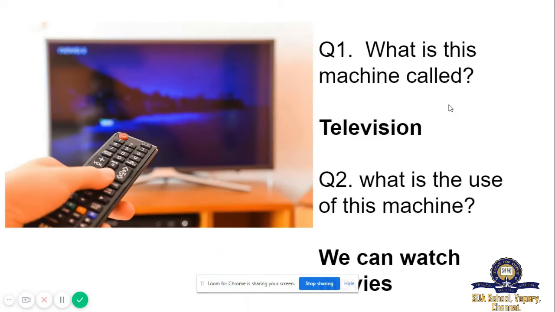Next, if you see this picture, what is this machine called? Of course, it is a television, TV. What is the use of this machine? We can watch movies, news and cartoons and more.